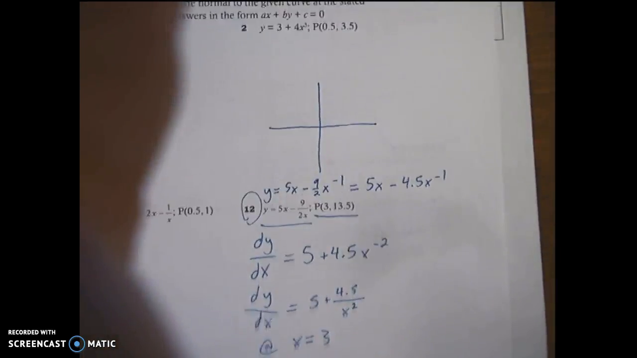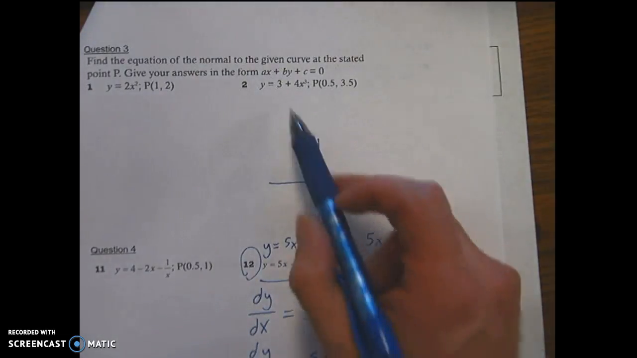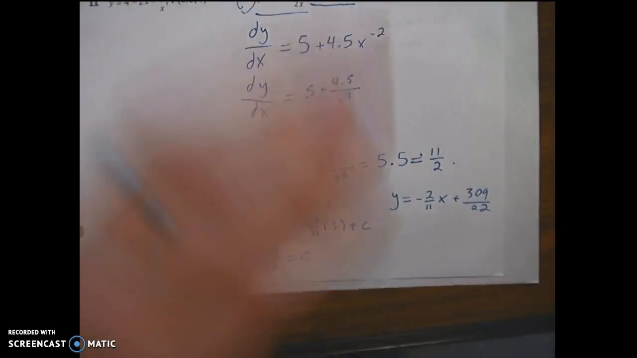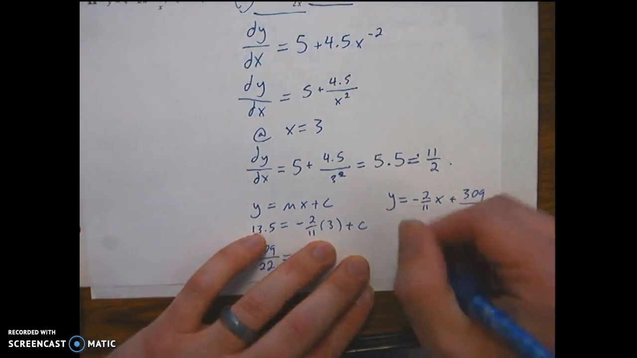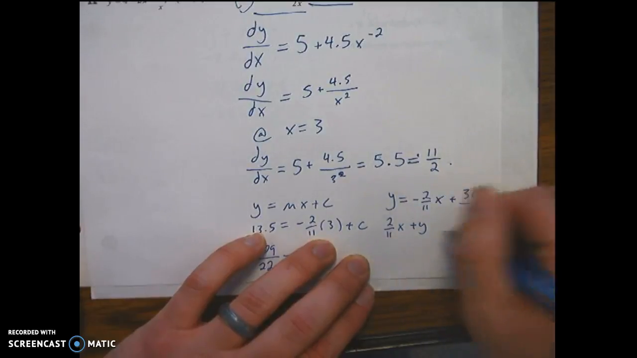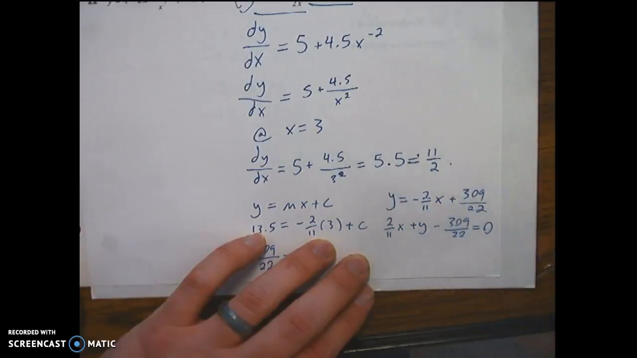But the instructions specified that we need to write it as ax plus by plus c equals 0, meaning it's all on the left side and they're all integers. So I'm bringing this all over. I've got 2 over 11 x plus y minus 309 over 22 equals 0.